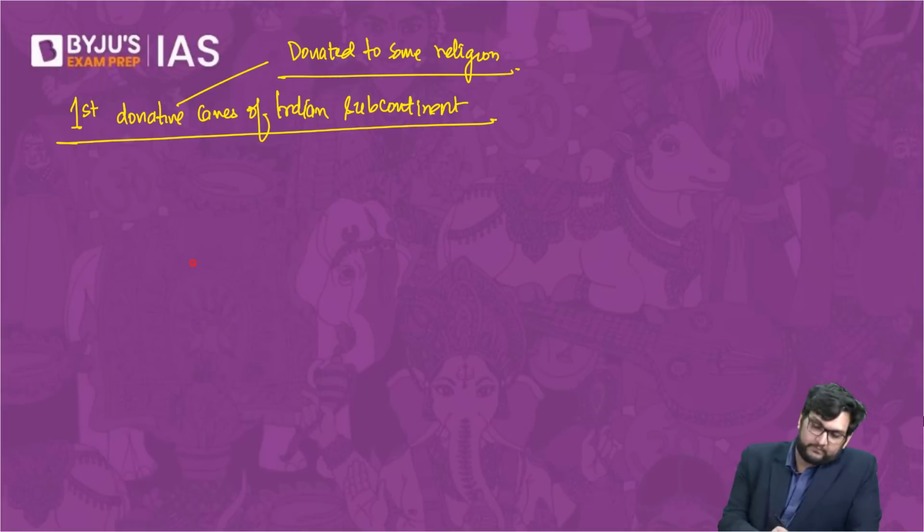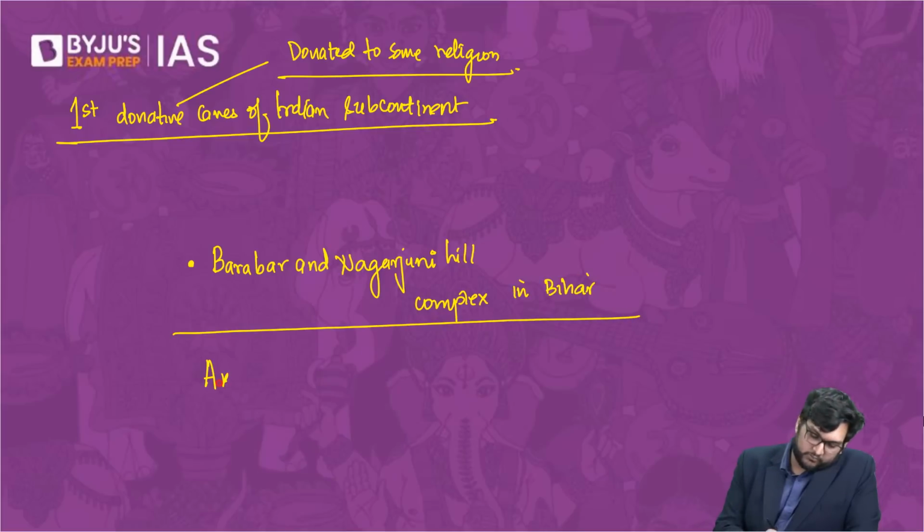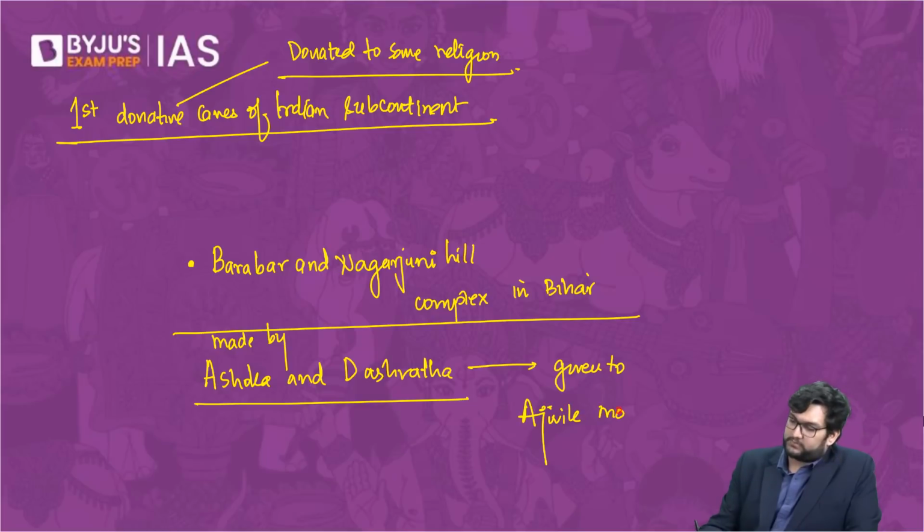See, the Barabar and Nagarjuni hill complex in Bihar, made by Ashoka and Dashrath. It was given to Ajivik monks.